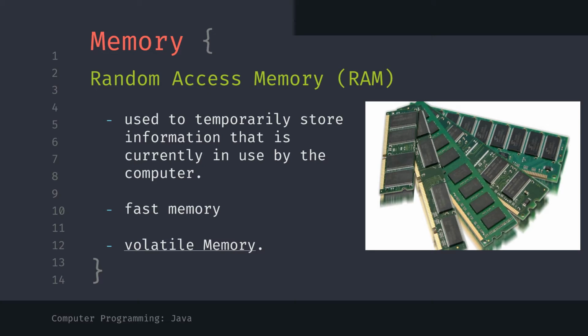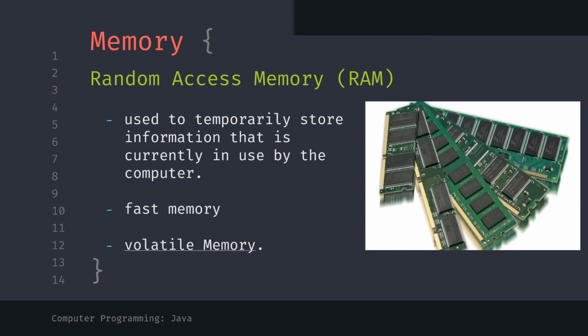Random access memory or RAM. RAM is used to temporarily store information that is currently in use by the computer. This can include anything from Word documents to videos. Data can be written to and read from RAM very quickly. RAM is generally measured in GB or gigabytes.